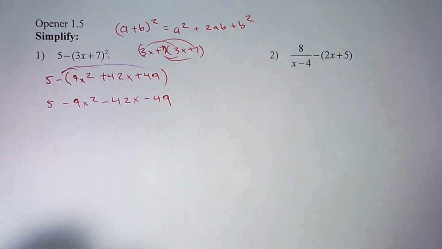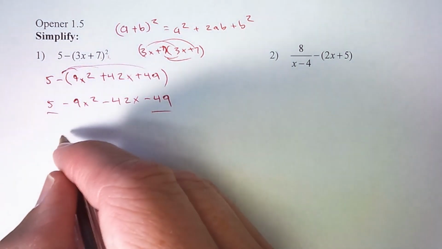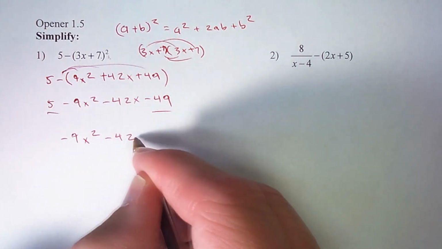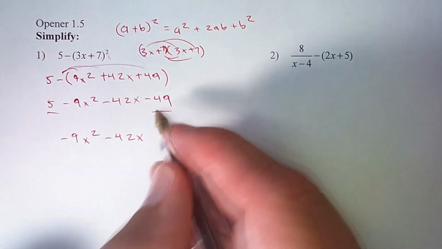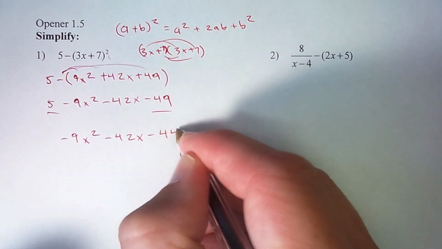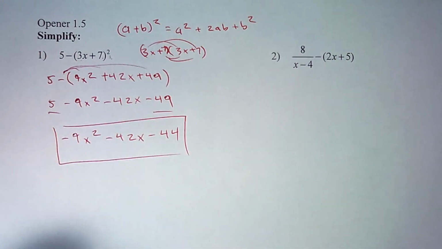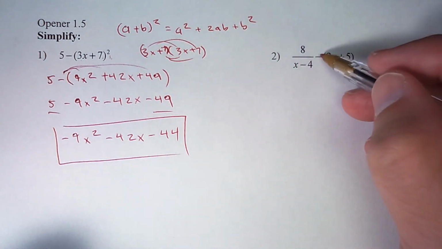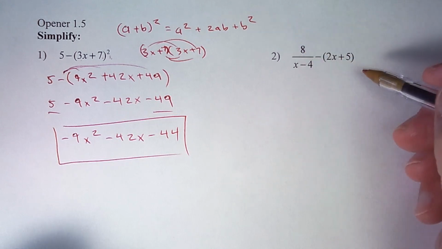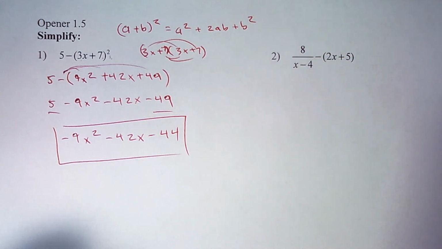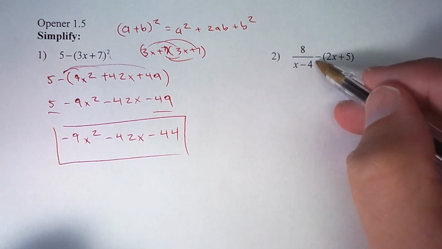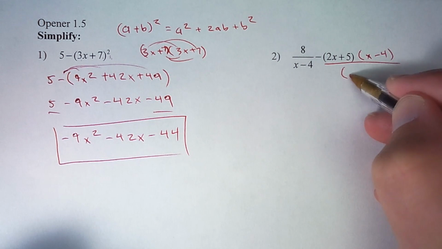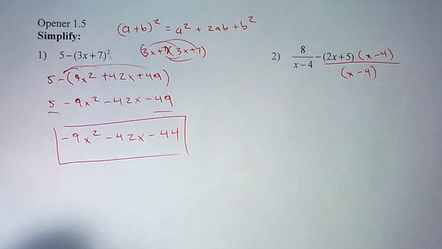And then I can combine a couple of like terms. So I've got negative 9x squared minus 42x, and then 5 minus 49 is negative 44. Then I want to subtract these two expressions. So in order to do that, I need a common denominator, which is going to be x minus 4. So I have to multiply top and bottom by x minus 4.